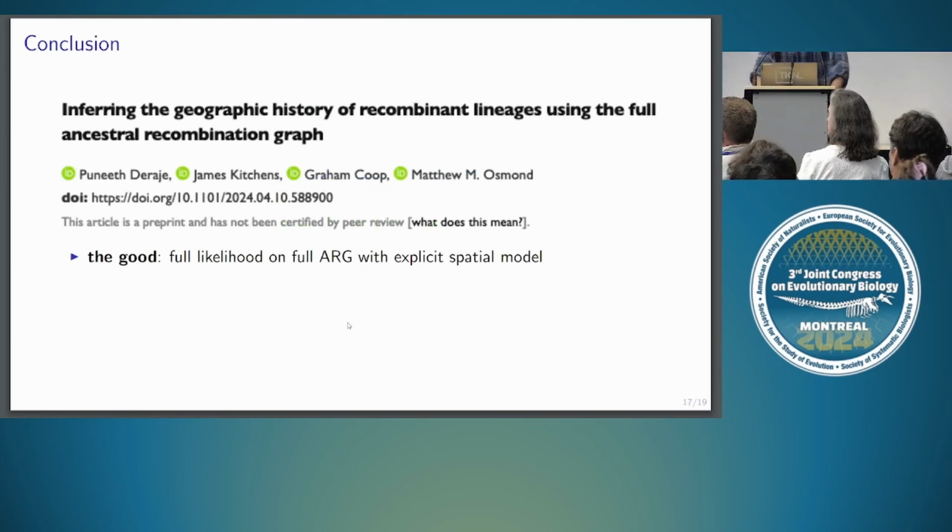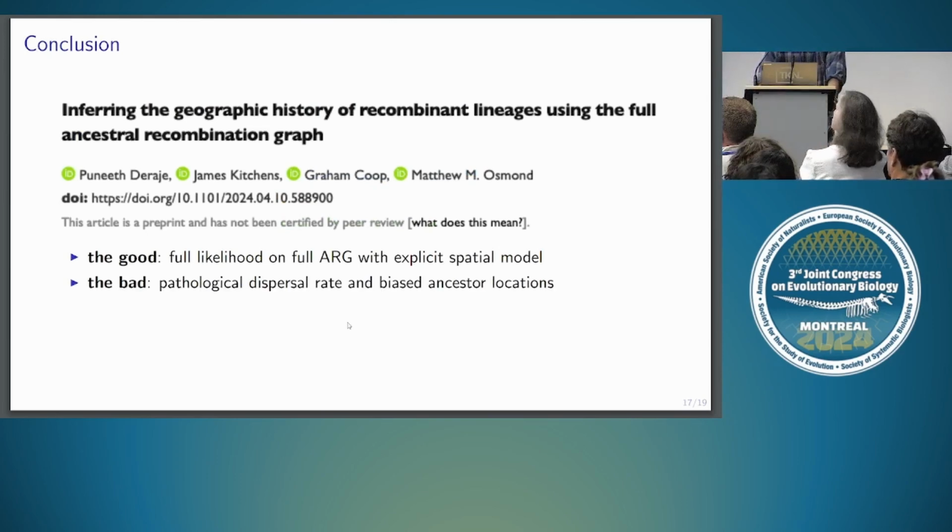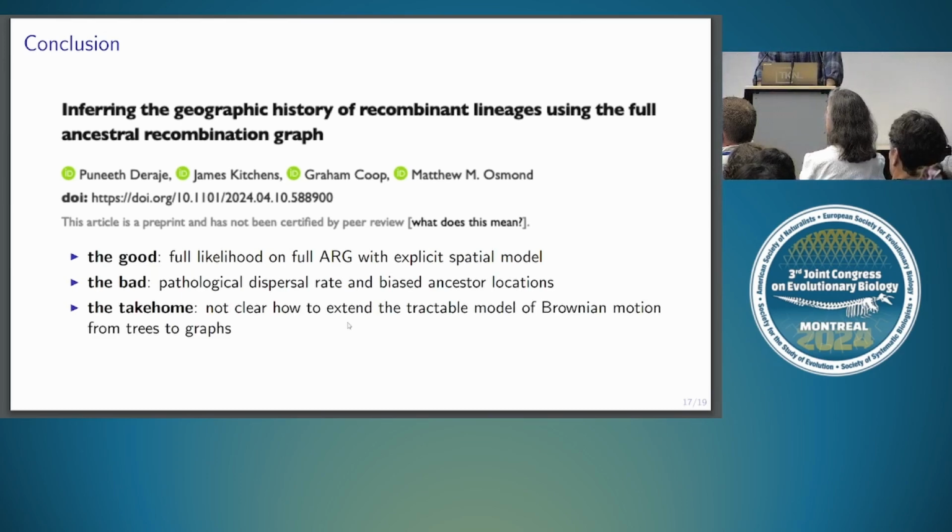The good is that we have a full likelihood on the full ARG with an explicit spatial model. The bad is that there's a pathological dispersal rate and biased ancestor locations. And so what I want the take-home to be is that it's not clear how to extend a very tractable, simple, conceptually nice model of Brownian motion from trees to graphs.